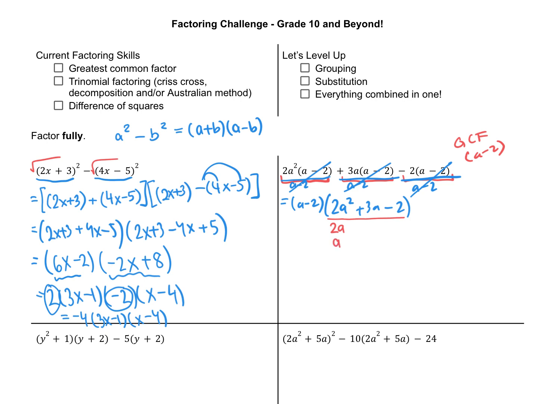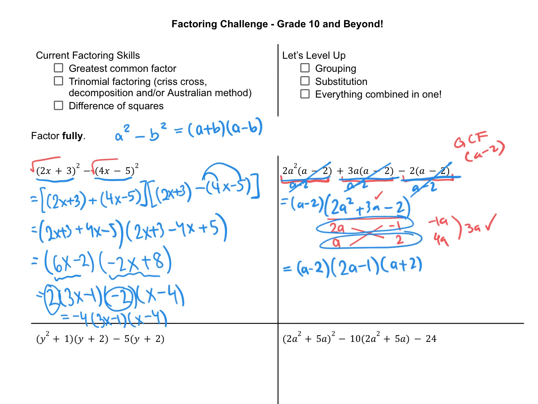So 2a times a, and I'm going to do 2 and negative 1 like this. That way I have 4a and negative 1a, and these add up to 3a, which was the middle term. So that's perfect, and I can finish this off. A minus 2 times 2a minus 1 times a plus 2. Reminder that with crisscross, you're writing your brackets horizontally. The crisscross is just for your check.